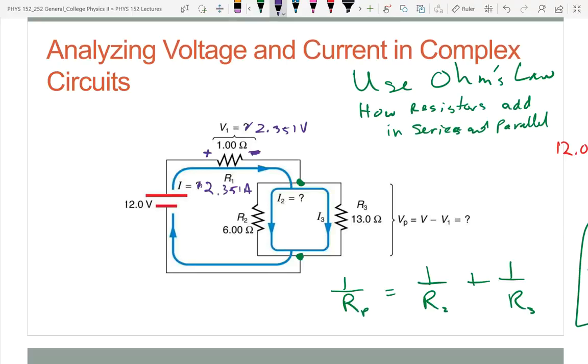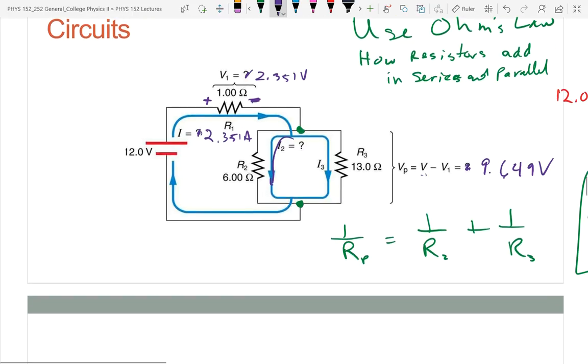Now we started with 12 volts. We went down 2.351 volts. So what remains over here is the total minus V1. So that's going to be 12 minus 2.35, which is 9.649 volts. And now that I know this voltage, I can find the current going here by again applying Ohm's law. I2 is equal to V parallel over R2.